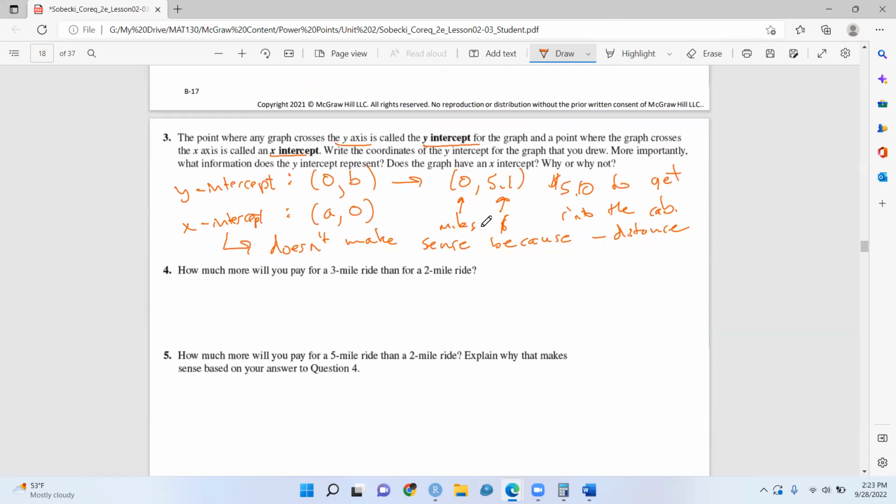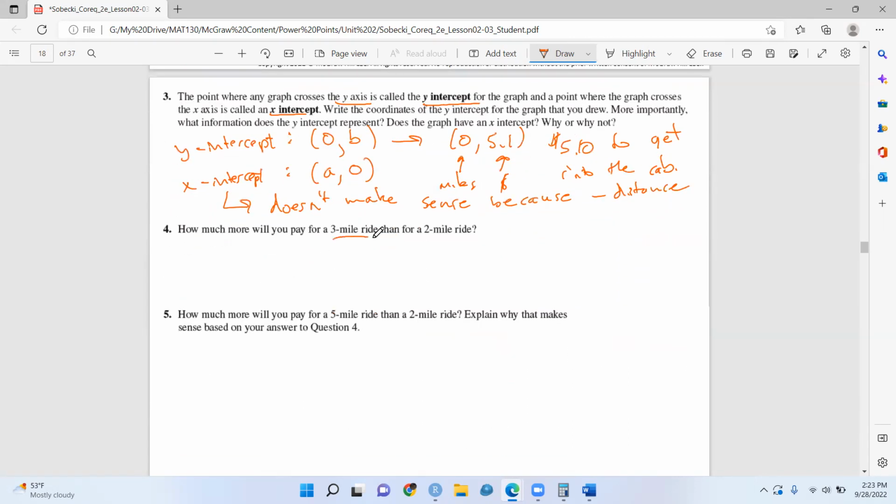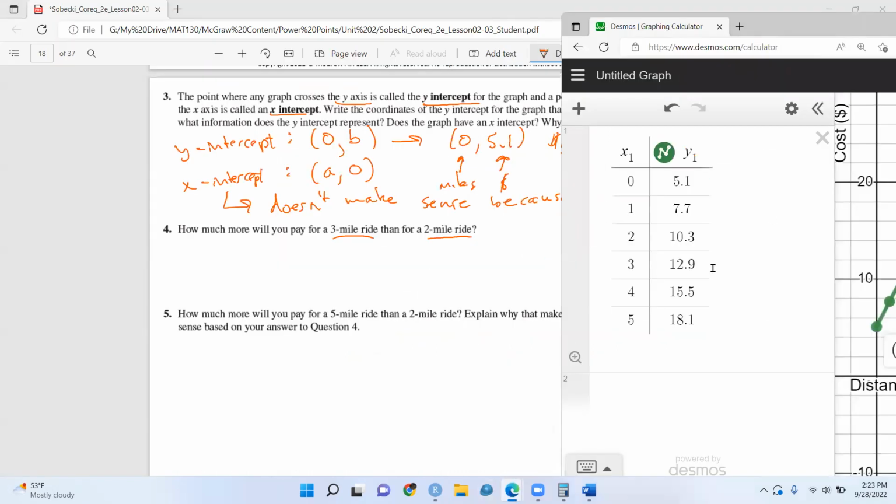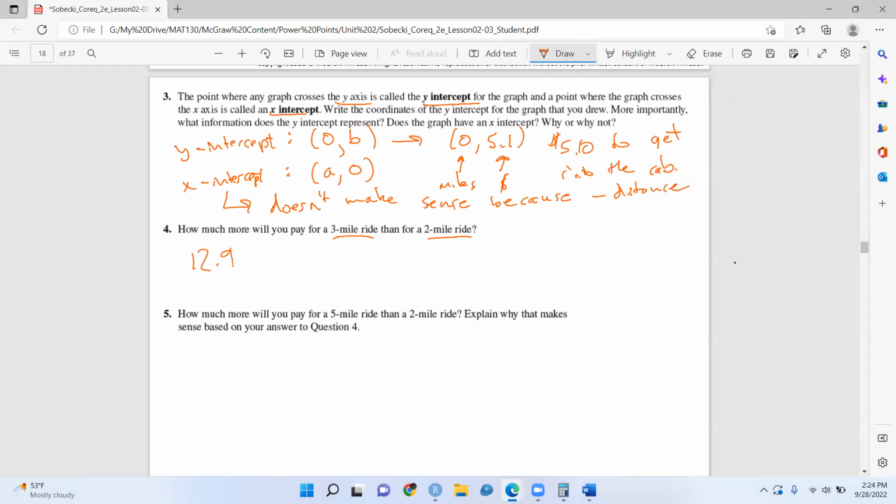So now our author says, how much more will you pay for a 3-mile ride than a 2-mile ride? Well, if we look at our table, the cost of a 3-mile ride was $12.90. A 2-mile ride was $10.30. Wait a minute. When we do that subtraction, we get $2.60. Didn't we already know that? Each mile we add adds another $2.60.